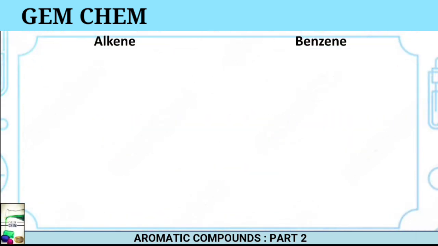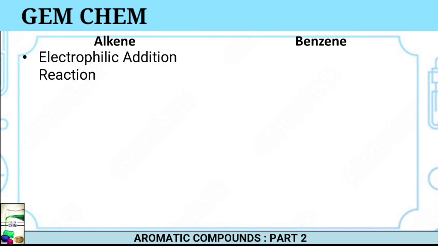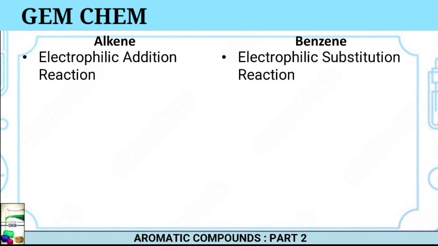So first case, we are going to compare benzene and alkene. First, we are going to see what type of reaction alkene performs. It generally performs electrophilic addition reaction, whereas in case of benzene, electrophilic substitution reaction takes place. So why is this so? Why is it different, though they both have double bonds?